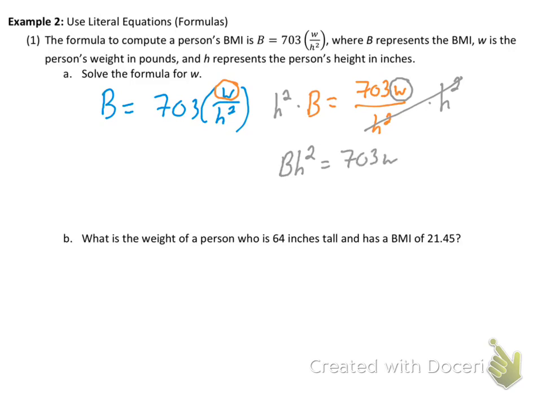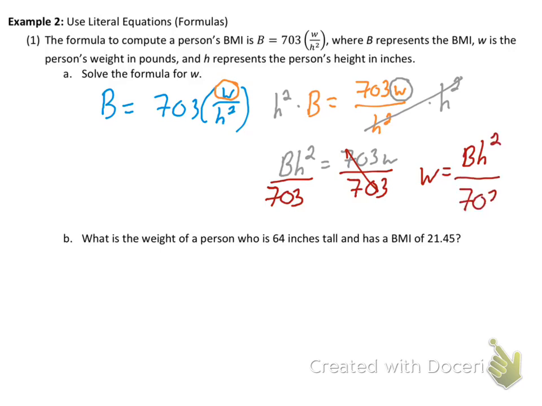And then my last step to get the W all by itself is just to divide both sides by 703. So that's going to go away on the right-hand side. So I'm going to get W equals BH squared divided by 703.